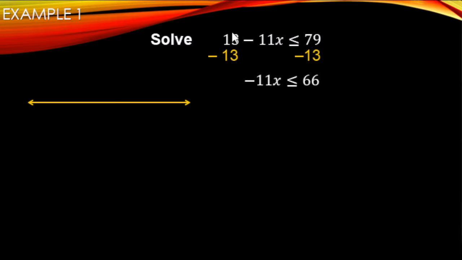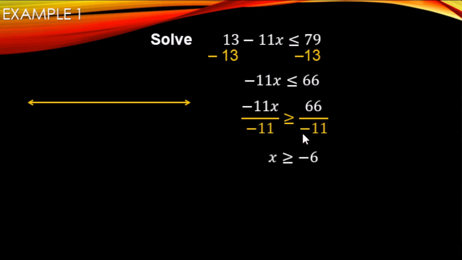So now we have no more 13s, just the negative 11x on the left, and 79 minus 13 is 66. Now we need to undo this being multiplied by negative 11 with a divide by negative 11. We're dividing by a negative, so we do want to switch the direction of the inequality here. And then we have just 1x there, and positive divided by negative is negative, 66 divided by 11 is 6. So x is greater than or equal to negative 6.